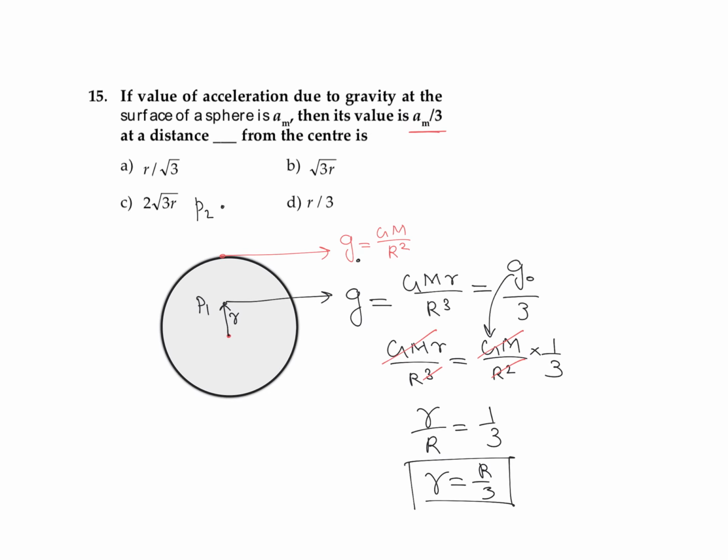So in the question, the value of acceleration due to gravity at the surface of a sphere is g naught, then the value of g naught by 3 at a distance r from the center is. So the value of r is going to be capital R divided by 3. So in the option it is given as small letter r by 3. So this might be considered as the small letter r taken as the radius of earth. So this can be one of the possible answers.